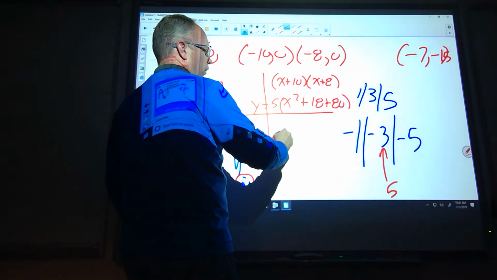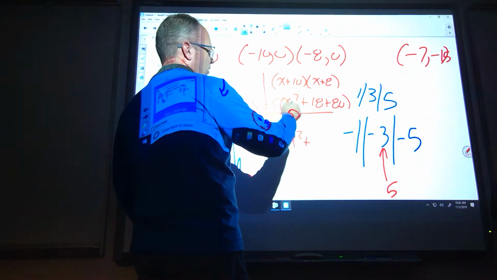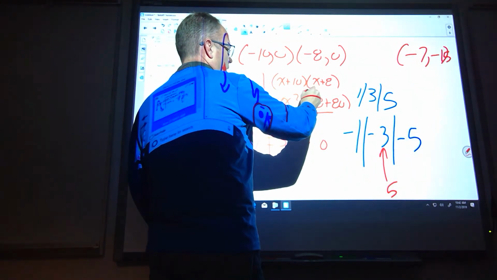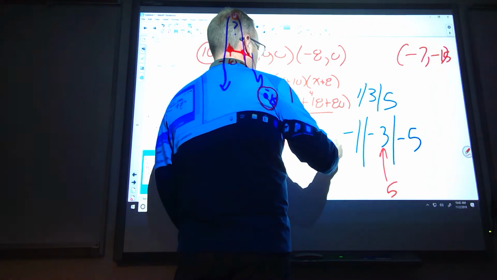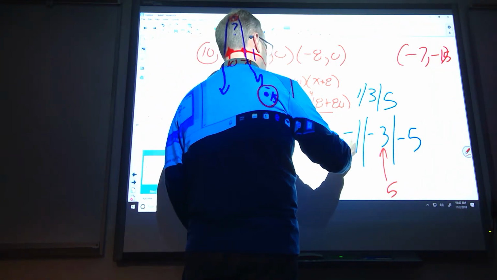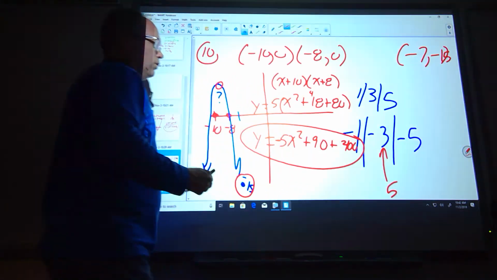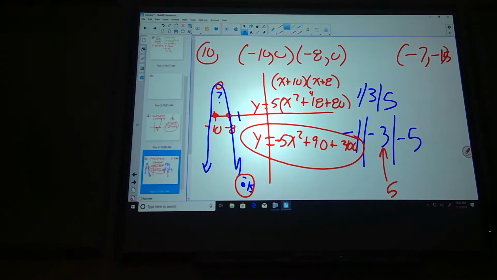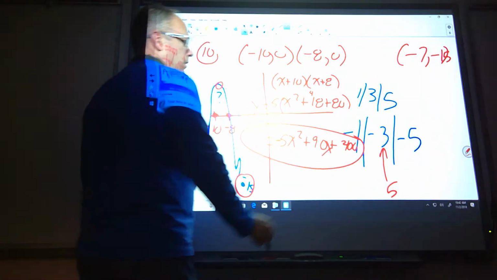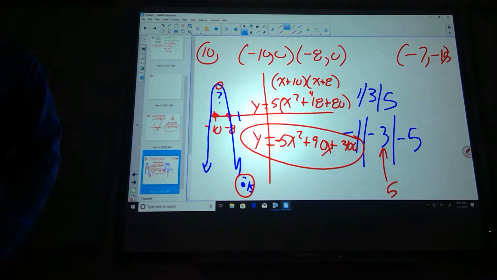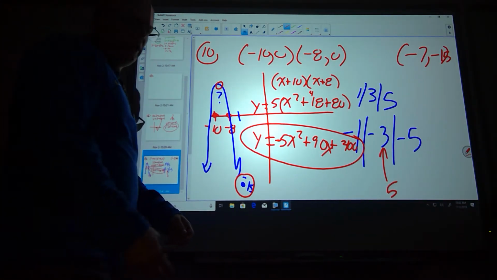If you wanted to go a little further, here's the equation: plus 40, 90, 400. And that should be a negative because it opens down. So negative 5x squared plus 90x, I forgot an x right here, plus 400. All right, pass that one up. Make sure your name's on it.